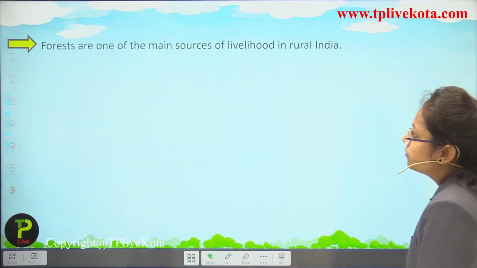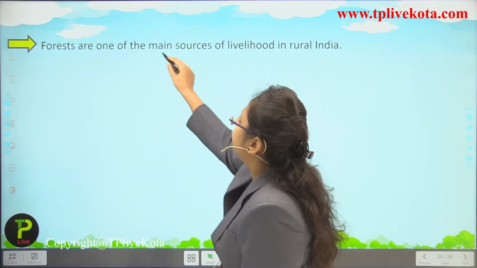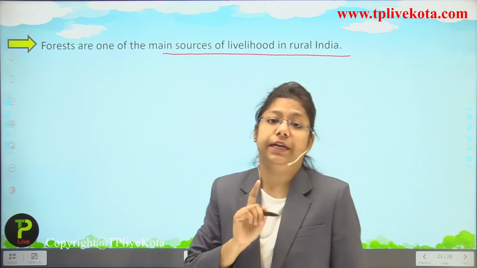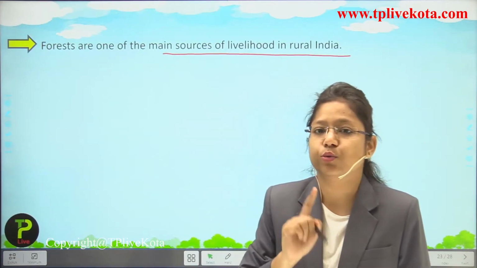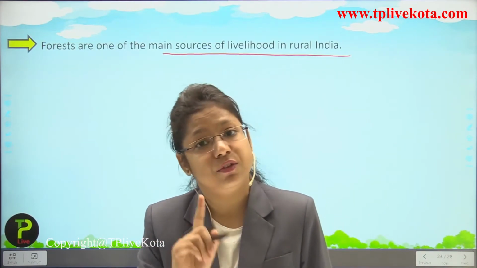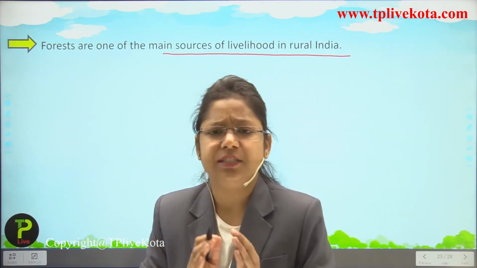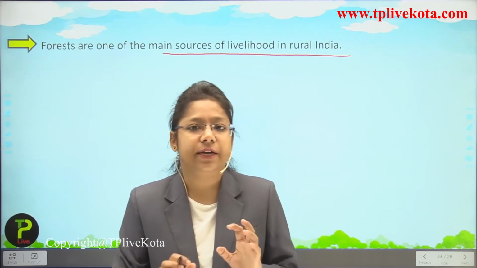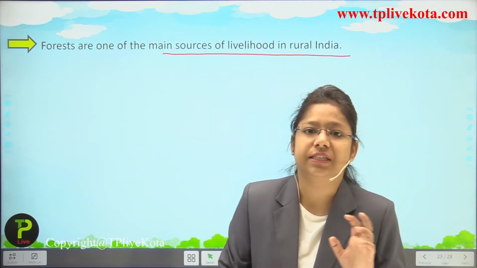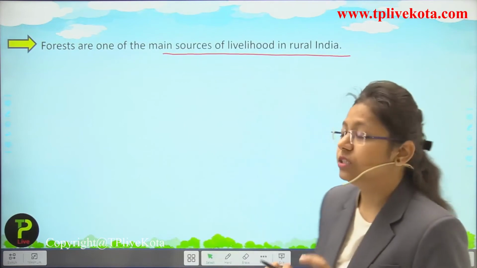First thing is, forests are one of the main sources of livelihood in rural India. Actually, this is very important. The rural people are surviving because of the forest only. They cut down trees on a very small scale and prepare their daily food with the help of this wood. Okay, so this is very important.